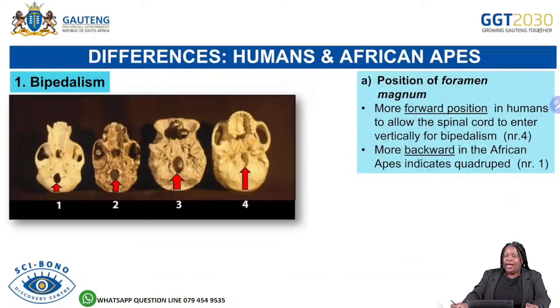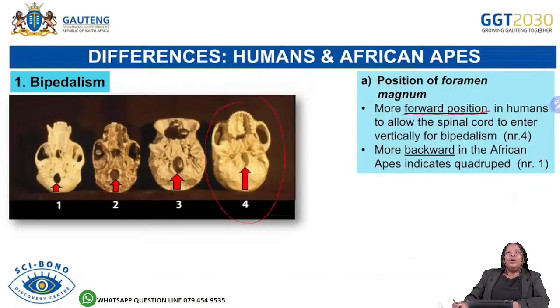Now let us look at the differences between humans and African apes, looking at these pictures. Like I was showing you the table, differences in a table form, but now I want you to see what we're talking about. Okay, so we said one of the differences between a human and African apes is the positioning of their foramen magnum. Now we said the position of the foramen magnum is more forward in human beings, right? Let's look at the skull number 4.